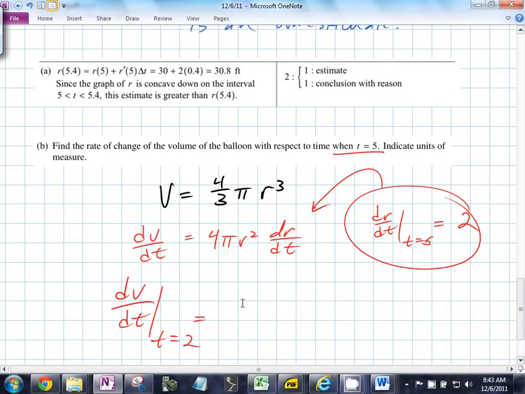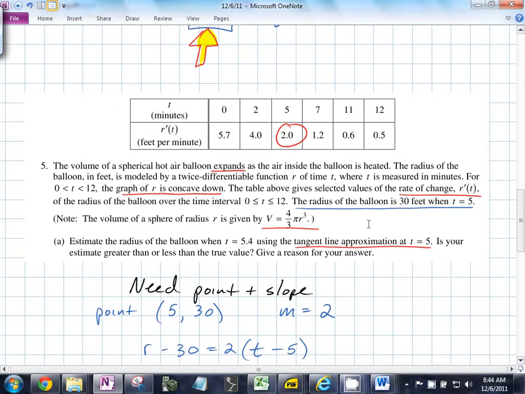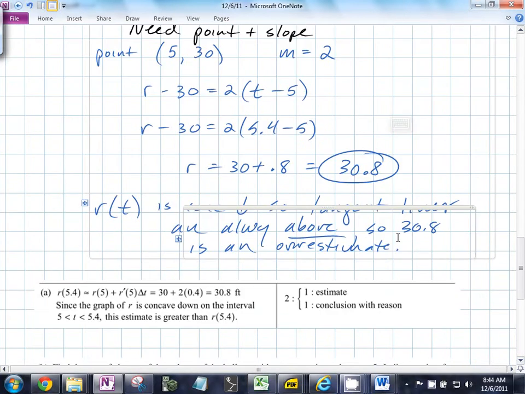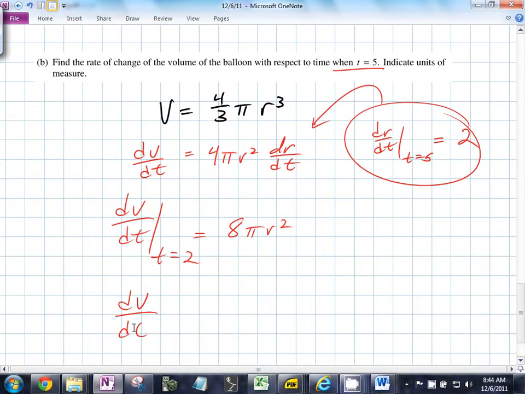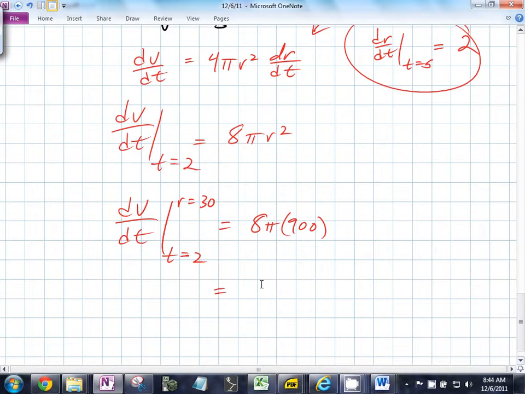8 pi r squared times 2. And we know what r is. It tells us that the radius of the balloon is 30 when t equals 5, right? So I'll say dv dt when t equals 5 is, when r equals 30, and I'm just doing this in my own notation, 8 pi times 900. So what's it going to be? 7,200 pi.